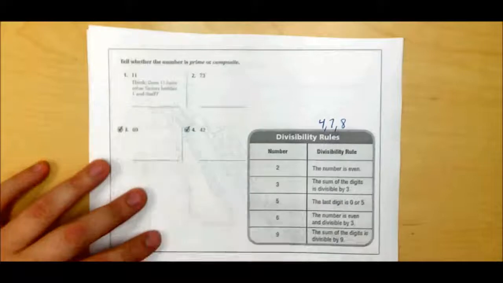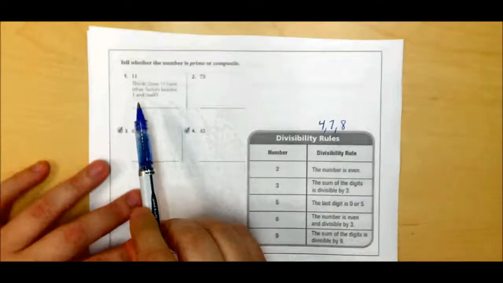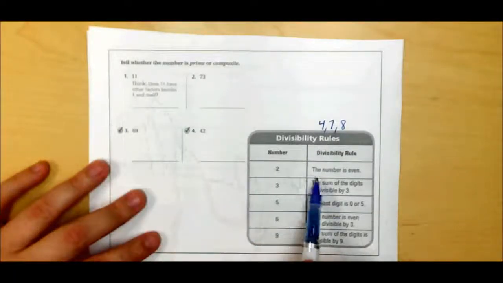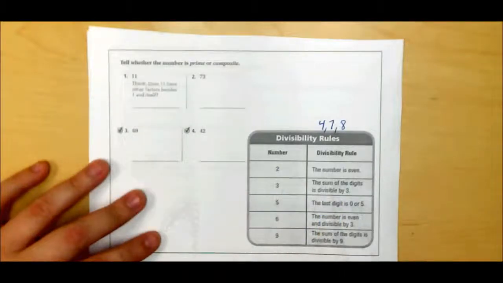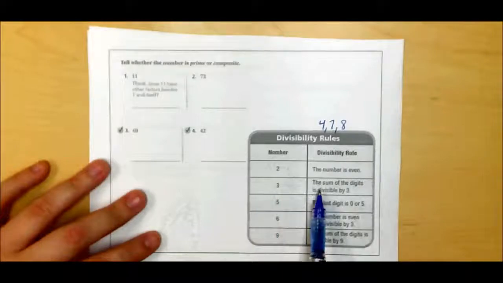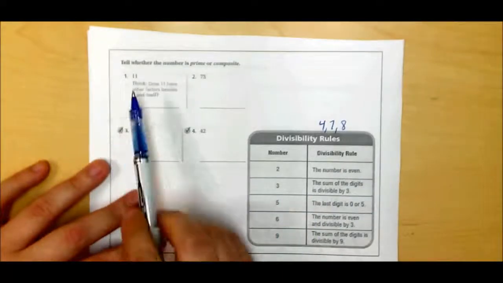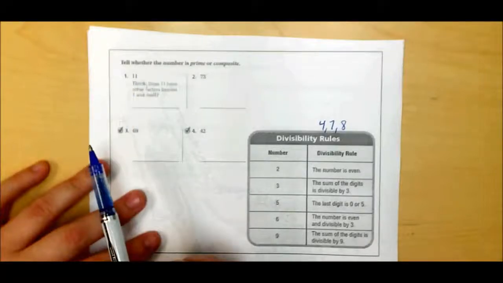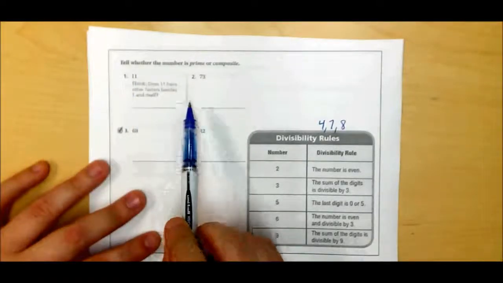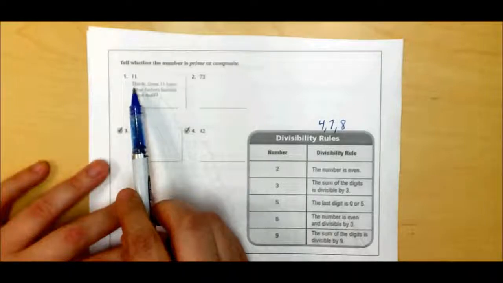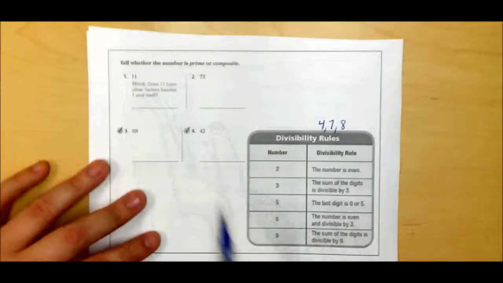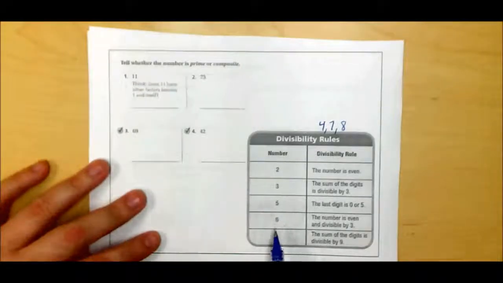We're going to start with 11. We're going to determine if 11 is prime or composite. Now, is 11 divisible by 2? Well, it's an odd number, so it is not divisible by 2. Is it divisible by 3? Well, our 3's rule is to just add up the digits and see if the whole thing's divisible by 3. So 1 plus 1 is 2, and 2 is not divisible by 3, so 11 is not divisible by 3. Let's see if it's divisible by 5. Is the last digit a 0 or 5? No, it's a 1, so it's not divisible by 5.